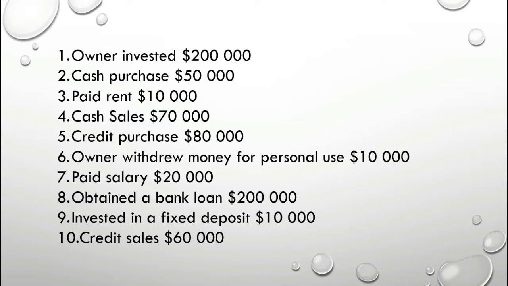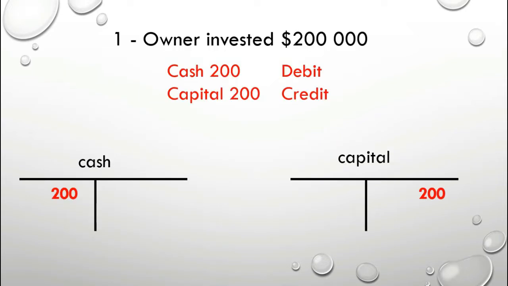Now let's go through a question. I have 10 transactions and let's see how we are going to make double entries. Owner invested 200,000. So what is happening when owner invests 200,000? Cash is coming to the business. Cash is an asset. Asset is increasing by 200,000. When asset is increasing, we know we have to debit it. So we can go to the cash account and debit 200,000.